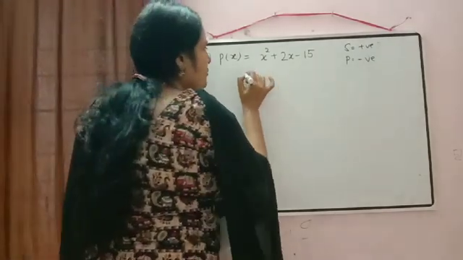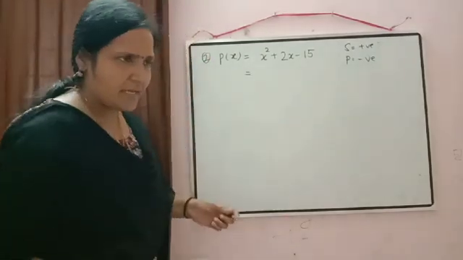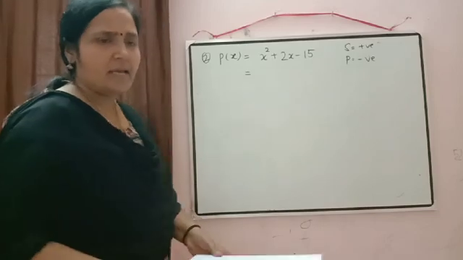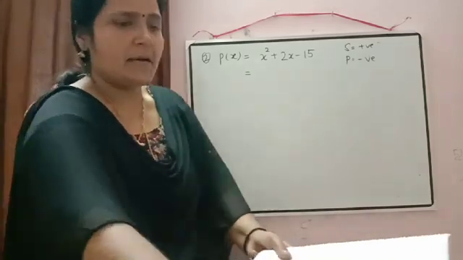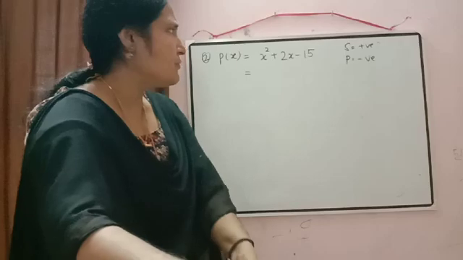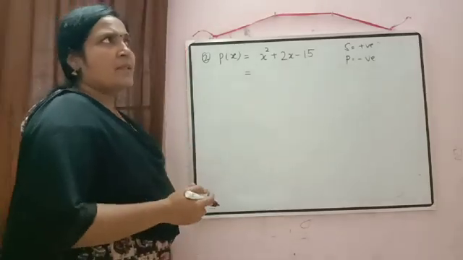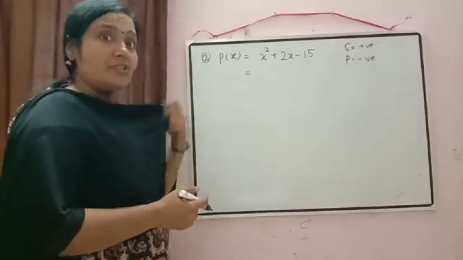So can you tell me what will be the two numbers? Just check the factors of 15. 15 into 1. But 15 minus 1 will not give you 2. Then 3 fives are 15. And 5 minus 3 is 2 only.